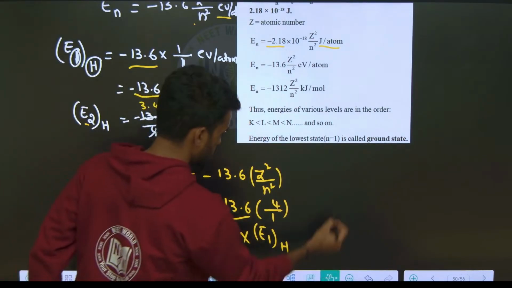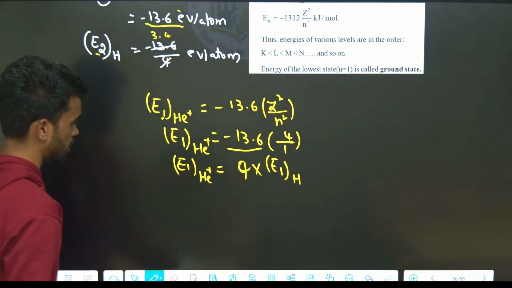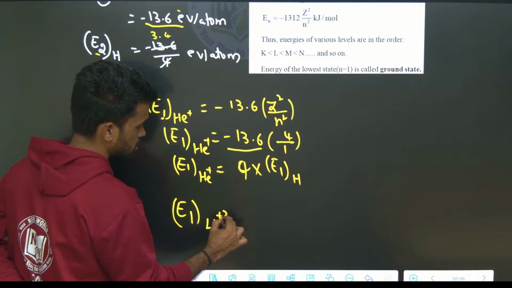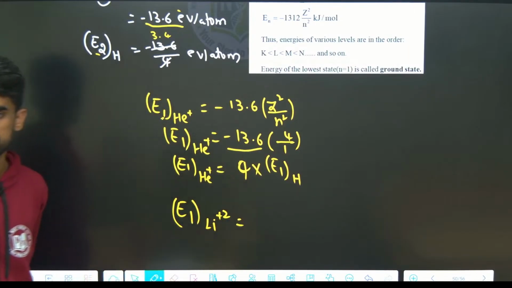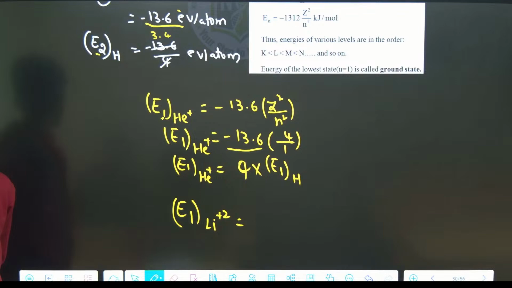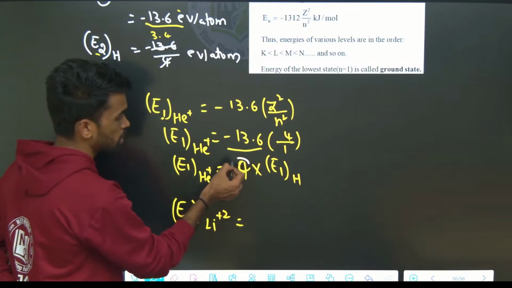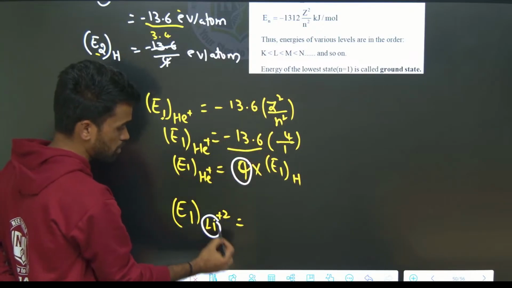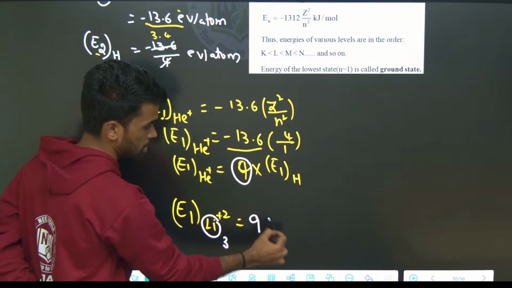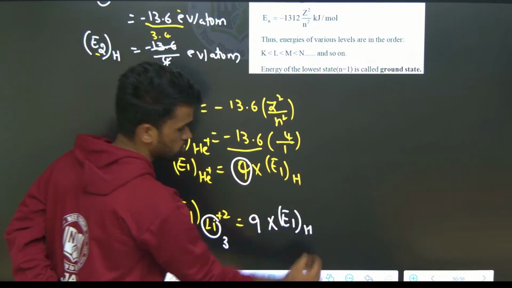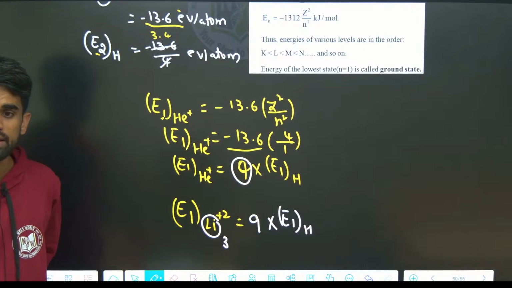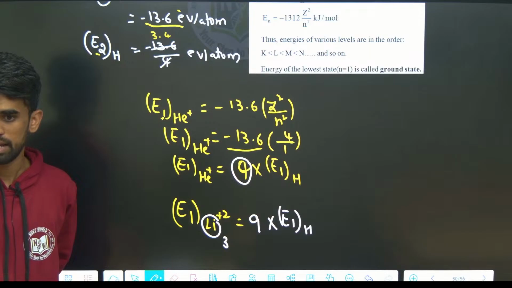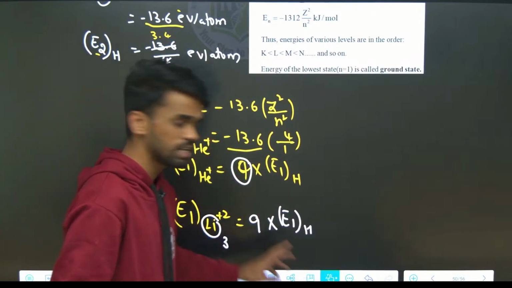So if I ask directly, without solving anything, E1 of lithium 2 plus will be how many times that of hydrogen? Simple. What is the atomic number here? Lithium's atomic number is 3, so 3 square, 9 times E1 of hydrogen. That's it. If I ask for beryllium, 16 times that of hydrogen atom, like that. Is this discussion clear now?